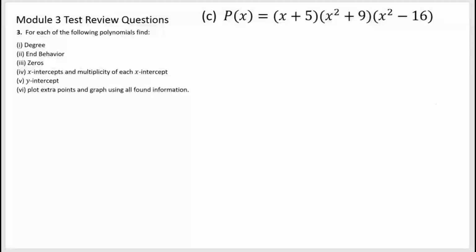Okay, one more of these really big problems for 2.3. Let's find the degree first. Remember, that's x to the first. This is x squared. That's x squared. So the degree, when it's factored like this, you add those exponents together. So 1 plus 2 plus 2, it's a degree 5.